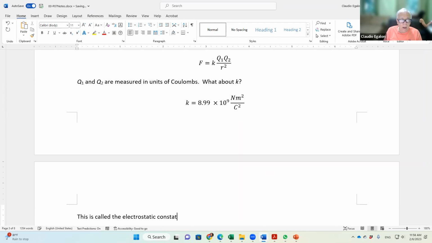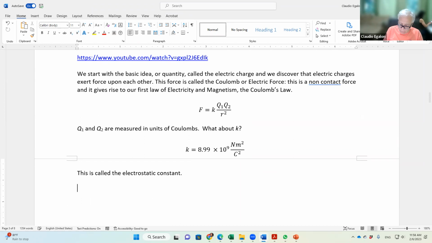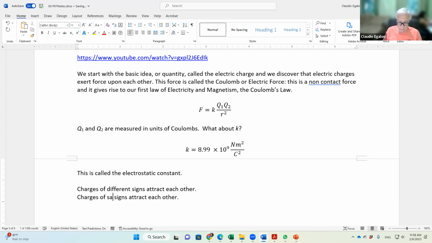Now you know how the force can be calculated. What else you have to know is, charges of different signs attract each other. Charges of the same sign repel one another. That's what you have to know.